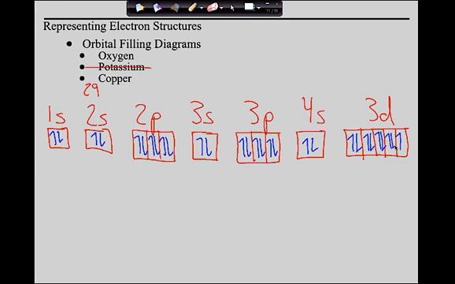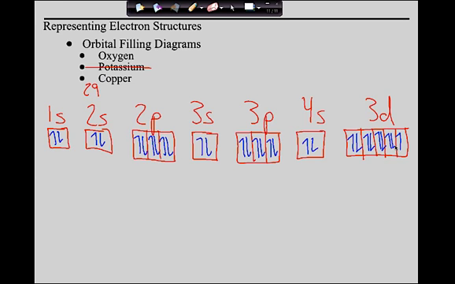Now, how do we know we're right? Guys, check this out. Here is the end of the 3D, and copper is 1 short of the end, and it's got 1 empty space. Not bad, right? So guys, grab your homework packets and let's talk.